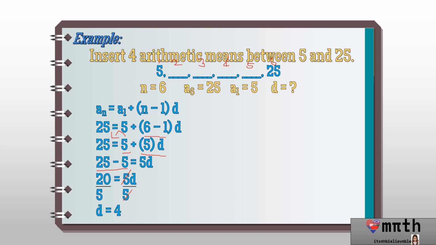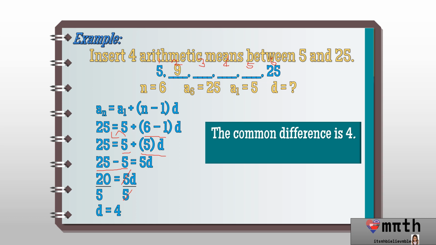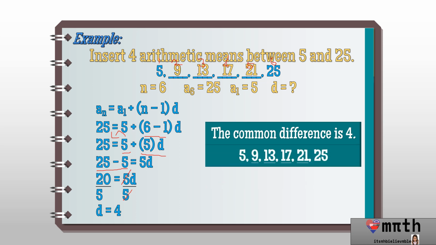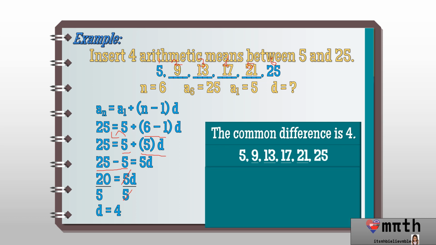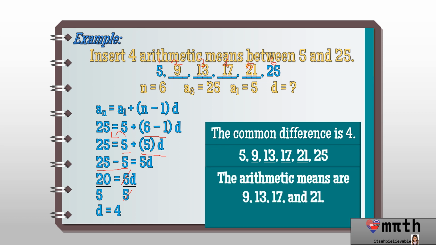Since we have our d equal to 4, we are able to get the 4 arithmetic means by adding the common difference, starting from the first term. So 5 plus 4, that will be 9. 9 plus 4, that will be equal to 13. 13 plus 4, that will be 17. 17 plus 4, that will be 21. And we all know that 21 plus 4, that will be 25. So, the sequence will be 5, 9, 13, 17, 21, and 25. And the 4 arithmetic means are 9, 13, 17, and 21.